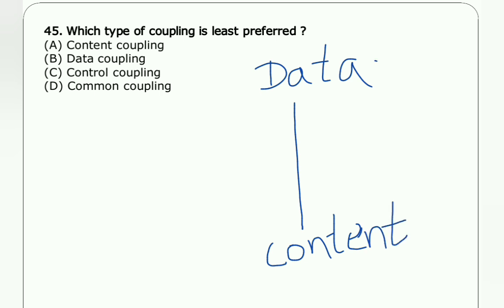So the most preferred is data coupling and the least preferred is content coupling. So the answer here is content coupling.